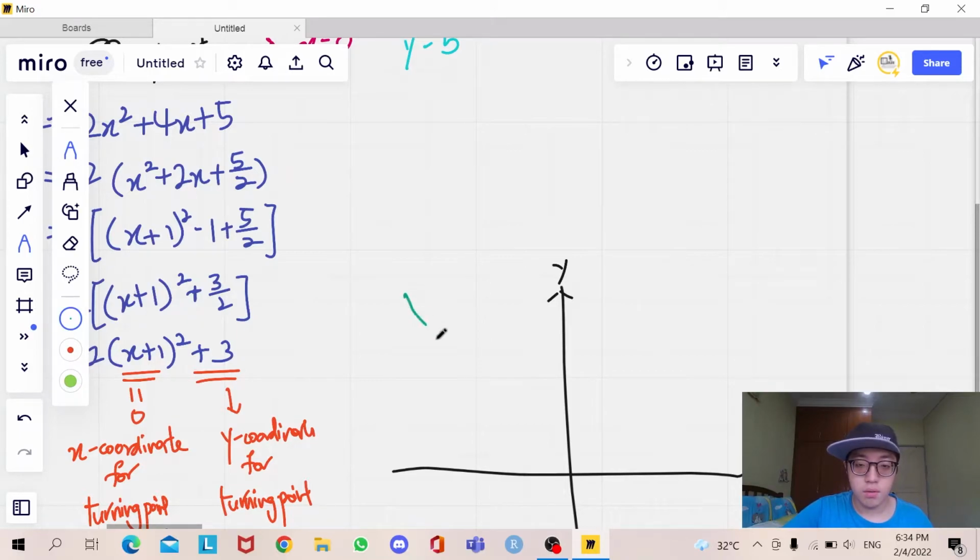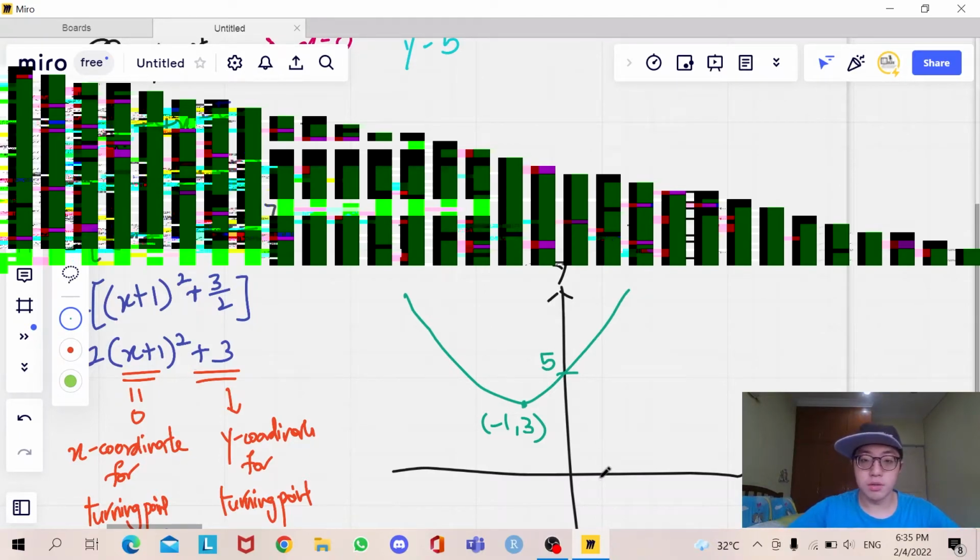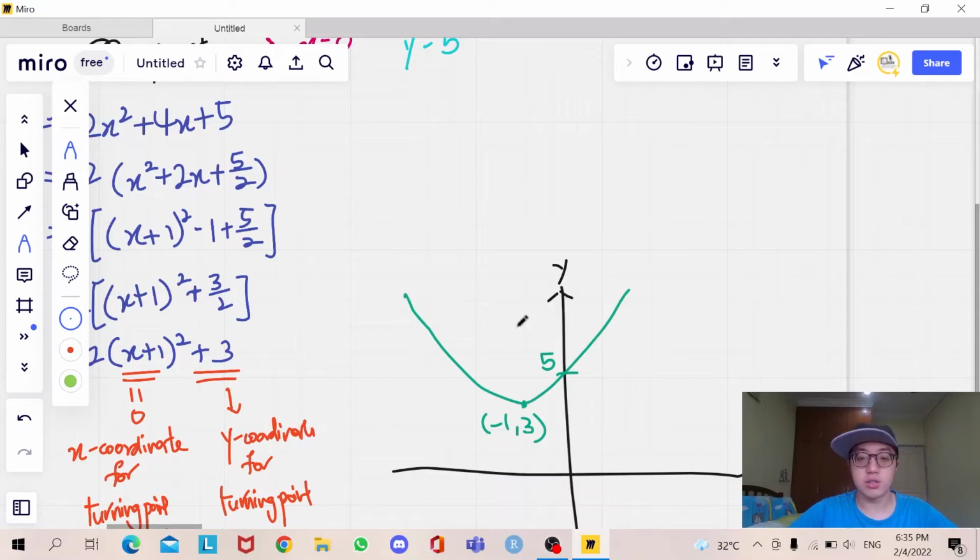Easily. Why? Because it's just a sketch, right? So from here, you can state that it's -1 and 3, and here is 5. One thing to take note is that your graph must be logical and must make sense. You cannot have 5 below your 3. If you find that 5 is below your 3, then you know that something is wrong with your graph.